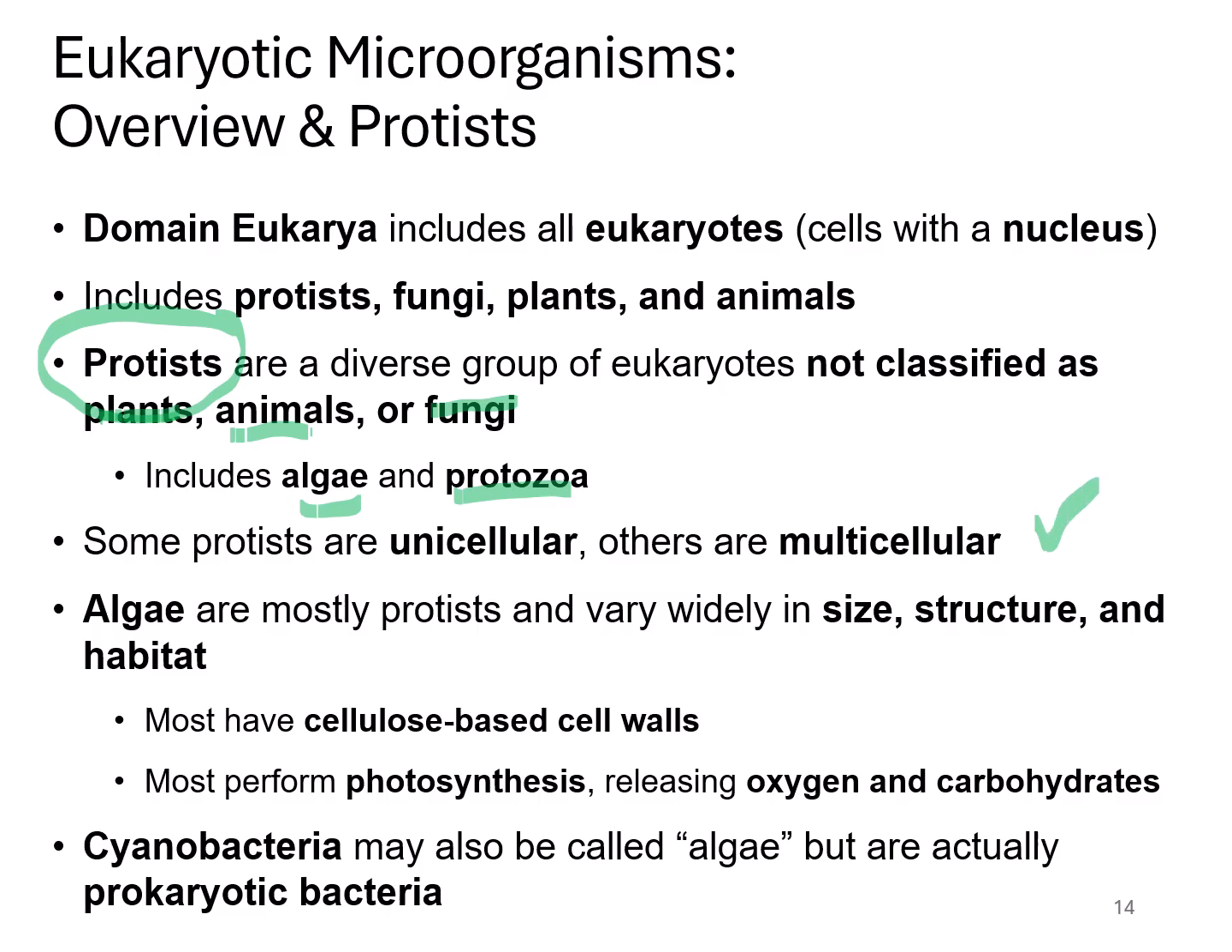And algae are mostly protists, and they're very diverse. They vary in size. We're going to see many different types of structure and habitat in the future. Most algae have cellulose in their cell walls. So their cell walls are composed of cellulose, and most also perform photosynthesis. That means they're able to capture carbon dioxide from the air, fix that, and produce oxygen and carbohydrates for energy.